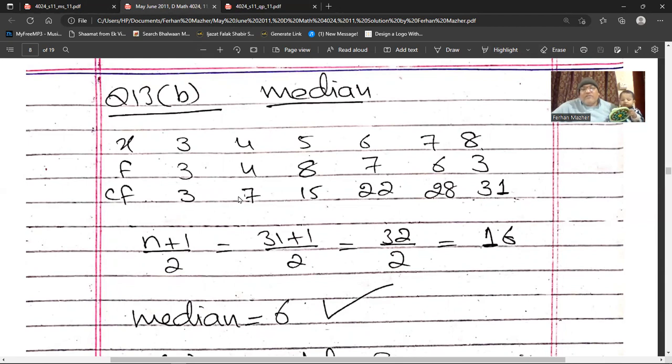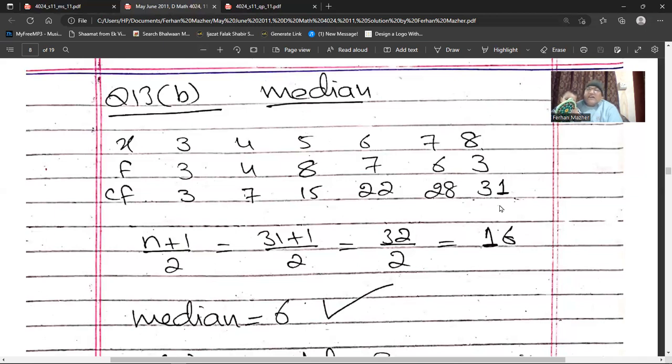So 3 plus 4 will be 7. And to this answer we add the next frequency, so 7 plus 8 will be 15, and 15 plus 7 will be 22, and 22 plus 6 will be 28, and 28 plus 3 will be 31. So this is how you find the cumulative frequency. Now, the end number of the cumulative frequency is 31, which means it's an odd number.